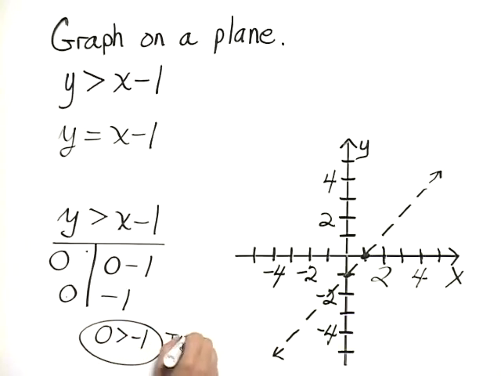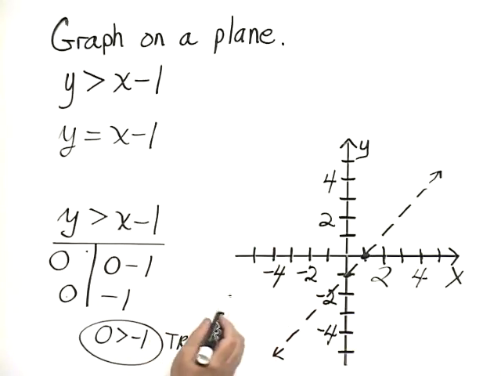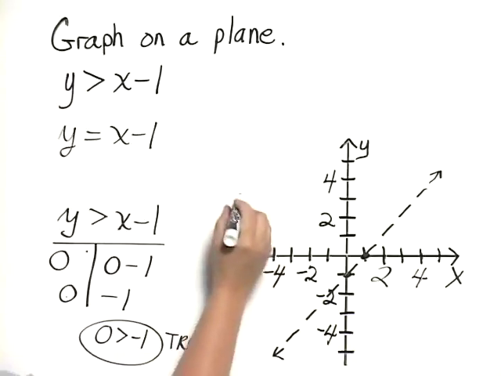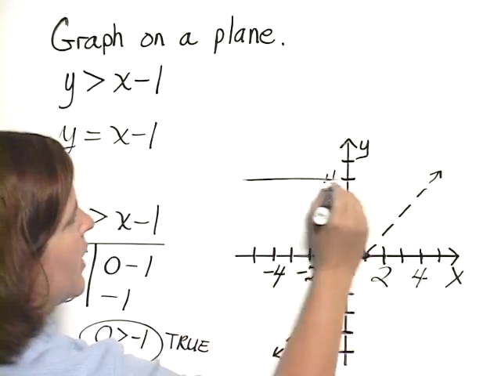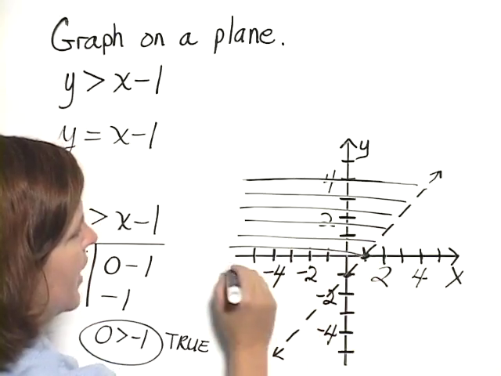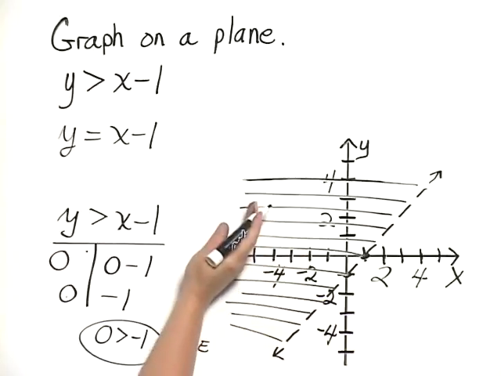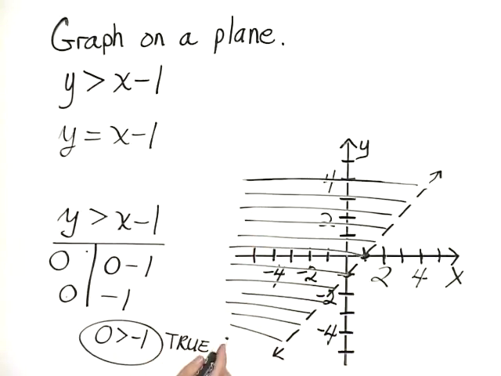This is true. And that tells us that 0, 0 is part of the solution. That means that everything on the same side of this line as 0, 0 is part of the solution. So we can shade this, color this, whatever you have available. You can shade it even by just making lines to shade it like this. And this half plane would be considered the graph of the inequality y is greater than x minus 1.